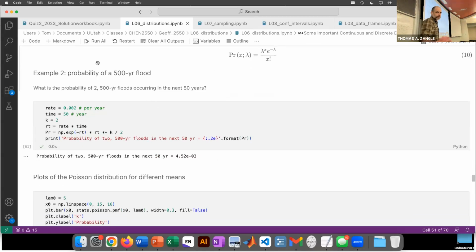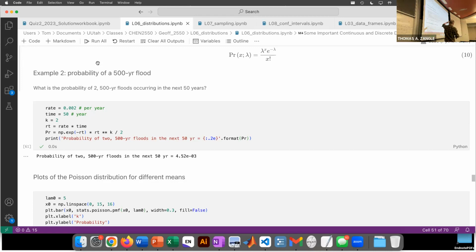So an example would be the probability of getting 2 500-year floods occurring within the next 50 years. The original idea of what a 500-year flood is that it's a flood so severe that it should happen only on average about once in every 500 years. Typically based on older data, so maybe that's not as true anymore.